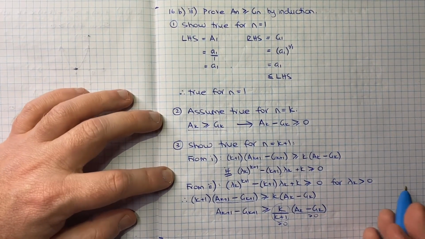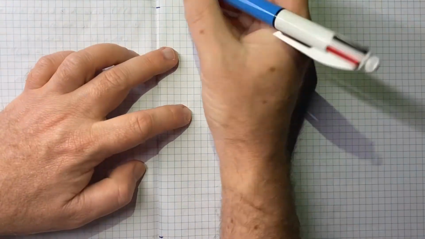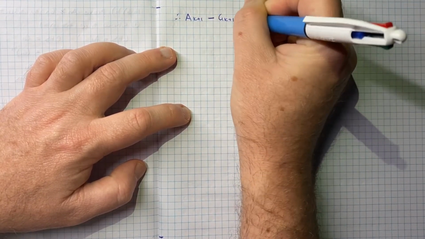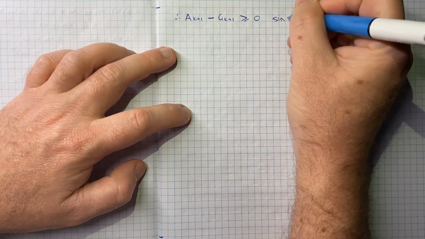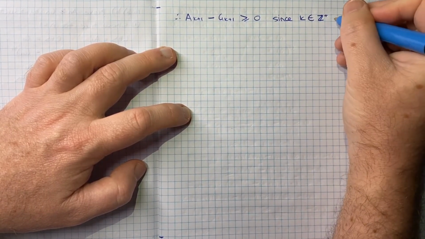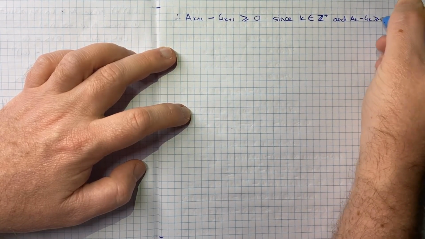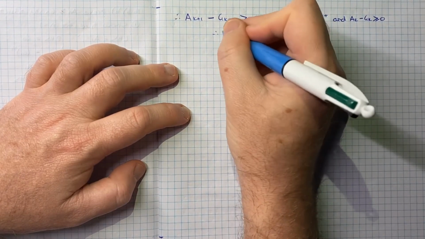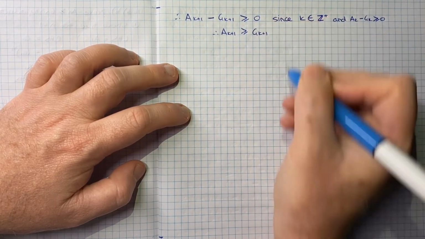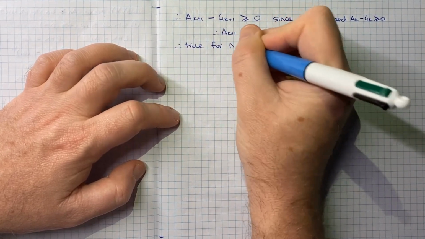Maybe I'll turn over at this point. So we can say therefore a_{k+1} − g_{k+1} will be greater than or equal to 0, since k is in the positive integers and a_k − g_k is greater than or equal to 0. So therefore a_{k+1} is greater than or equal to, bringing over the g_{k+1}, g_{k+1}. And that's it. So we say therefore true for n = k+1.